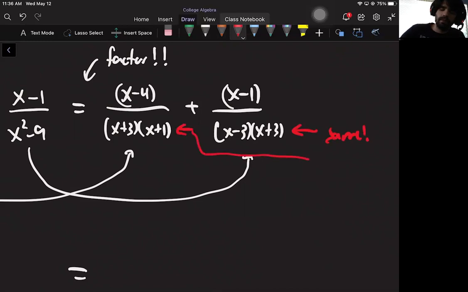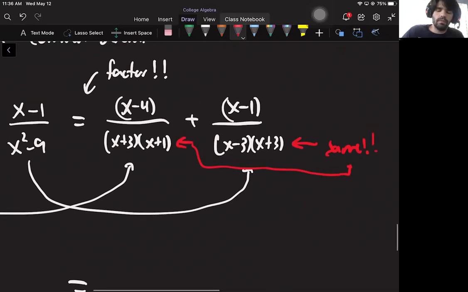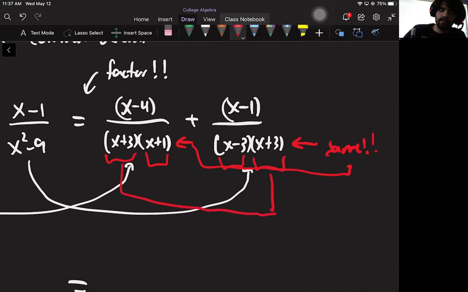They need to be the same. And they're not right now. So how can I make them be the same? Well, you can think about it as if they were numbers on the bottom. So it's sort of like I have a 5 times a 2 and a 3 times a 5. So I have 2 of the same. I already have x plus 3s on both. So those are the same. But this one needs an x plus 1, and this one doesn't have the x minus 3.